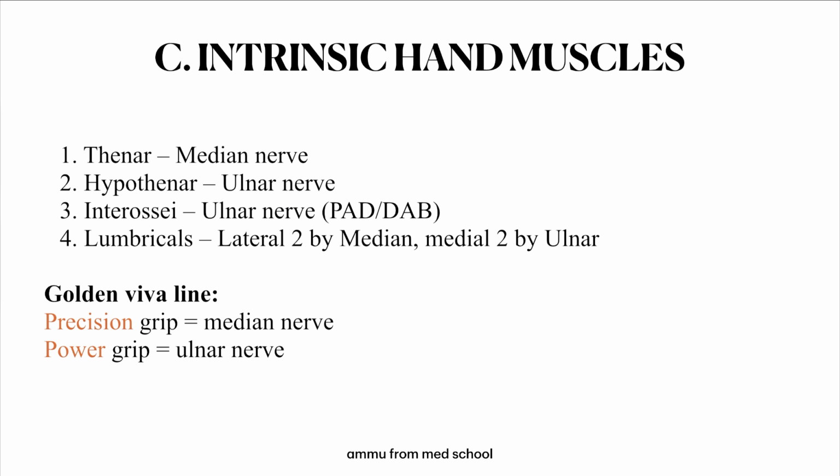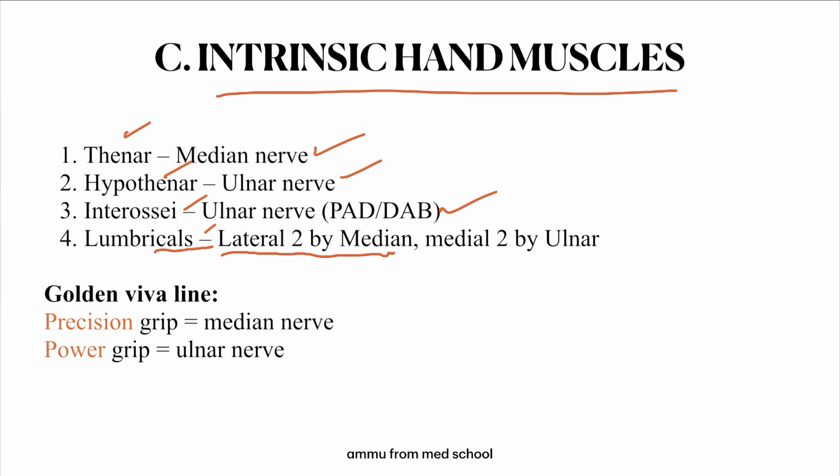Coming to the intrinsic hand muscles, 4 important: thenar, hypothenar, interosseous, lumbricals. Median nerve, ulnar nerve, and lumbricals lateral two by median, medial two by ulnar. Very simple. Now, ulnar nerve, what is this PAD and DAB?